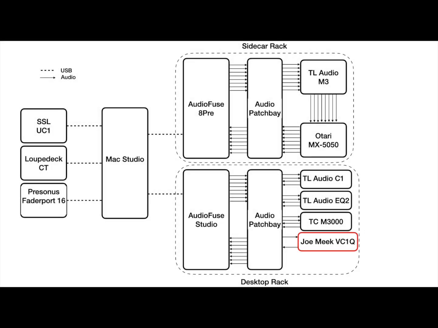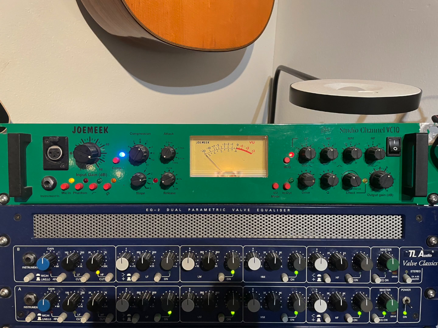First item of outboard equipment that we're looking at here is the Meek Studio Channel VC1Q. Single channel of audio and really nice little channel strip. Some pretty basic EQ on it, built-in compressor as well. I haven't given this a lot of use, probably a little bit underused actually.